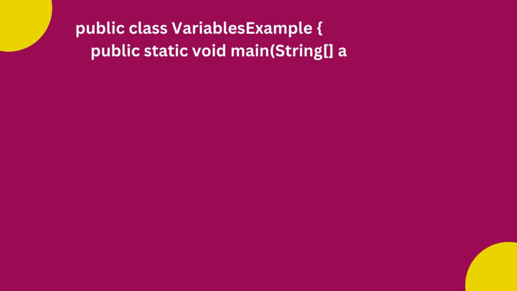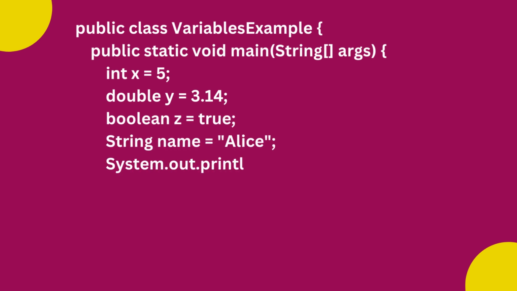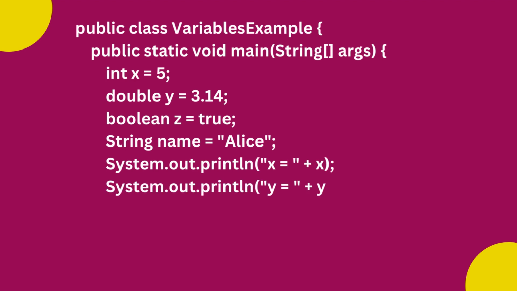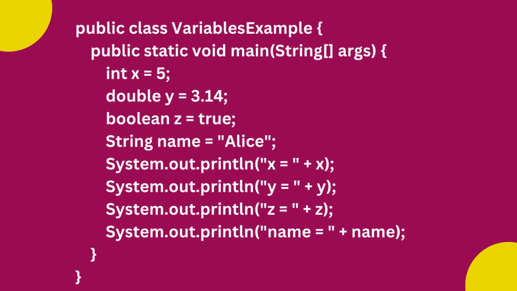public class VariablesExample, public static void main(String[] args), int x = 5, double y = 3.14, boolean z = true, String name = "Alice", System.out.println("x = " + x), System.out.println("y = " + y), System.out.println("z = " + z), System.out.println("name = " + name).